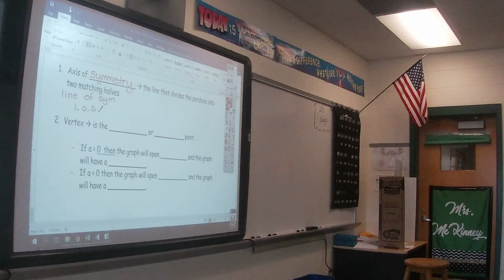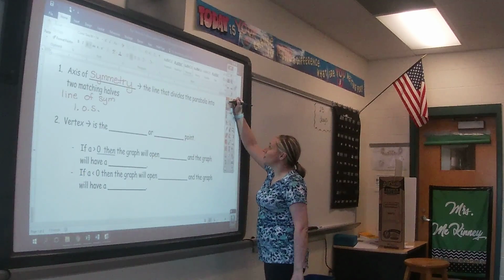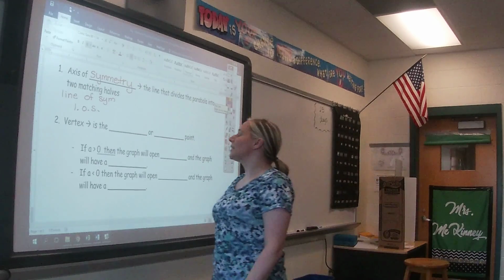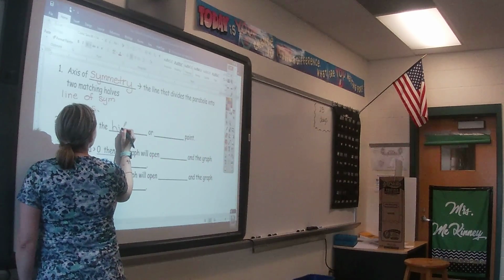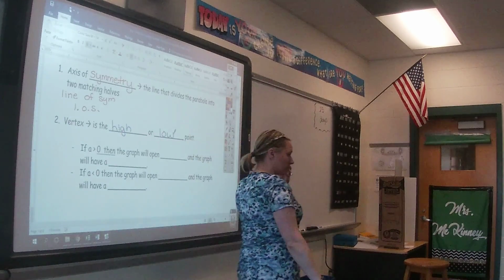Just like we can say X values, input, domain, they're all sort of the same thing here. Okay, a parabola also has something called a vertex. The vertex is the most important part of the parabola that we will be looking at. The vertex is the high or the low point.